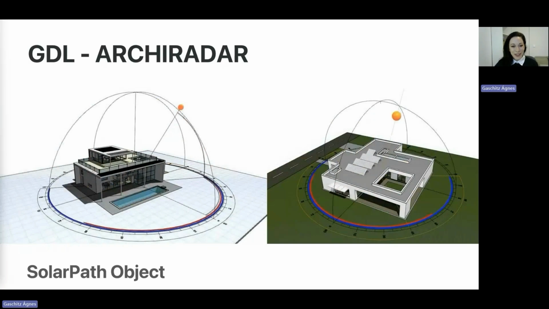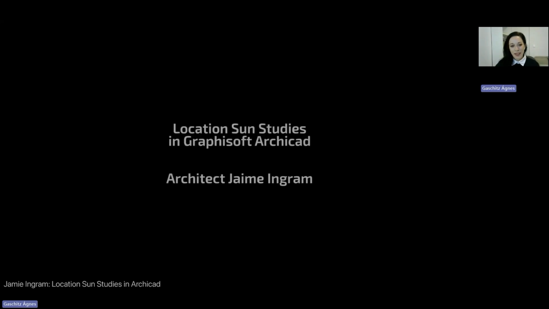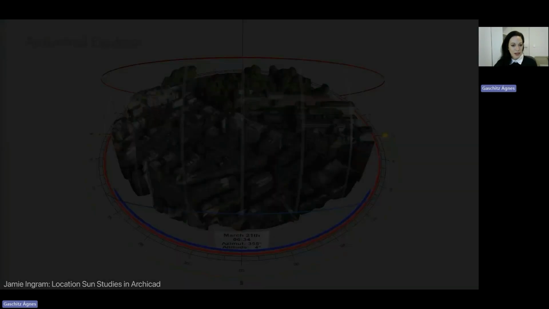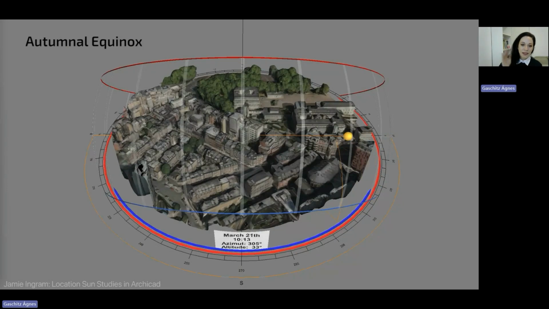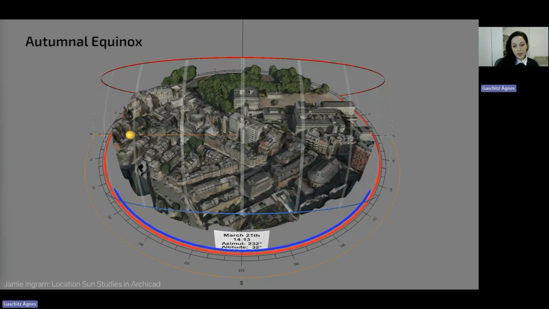The other favorite one is the solar path object. This is actually free, and you can use it in some studies to help you demonstrate what's going on. This video is from, I don't know how to pronounce his name, Jaime Ingram, where he uses this object to show the movement of the sun. It's pretty handy and it's absolutely free.